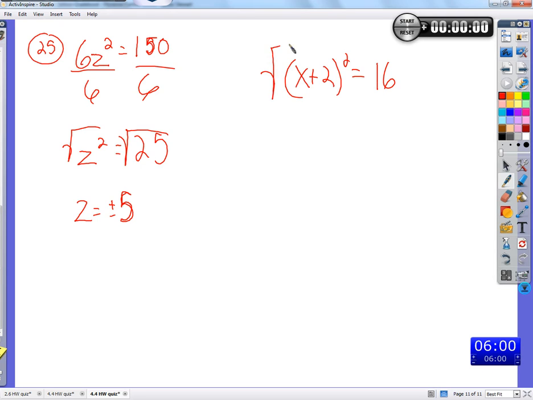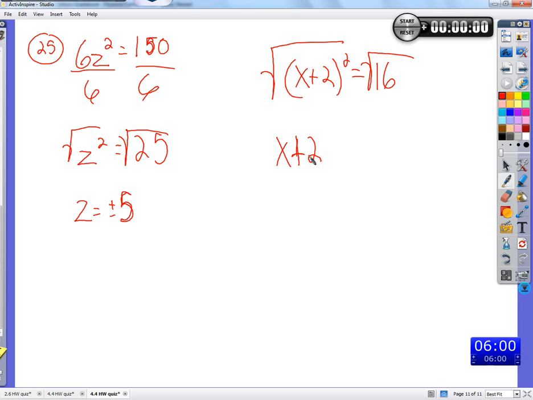Just take the square root right away. Let's make sure that that works out, thinking that we get exponents. Can we, using the definition of squares and square roots, prove to me that the square root of x plus 2 squared is x plus 2? Why?